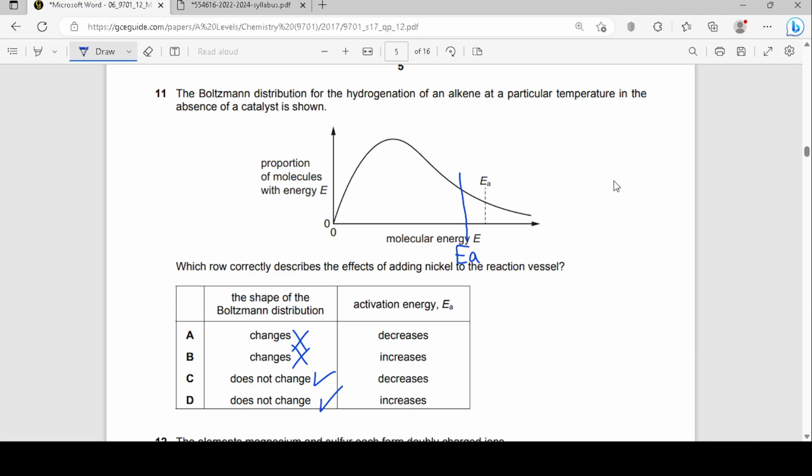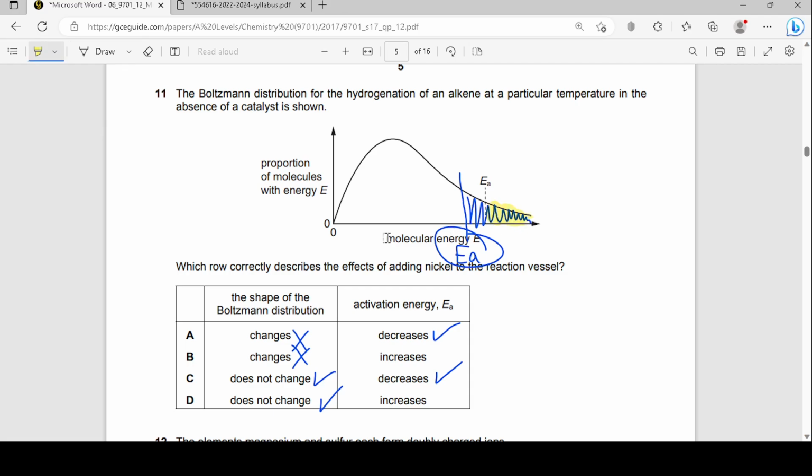So the threshold for the reaction to start is less now. So the activation energy basically will decrease. It's to the left on the x-axis, right? So there are more molecules that have energy greater than or equal to the activation energy now. Like this area here, it's greater, whereas before it was just this much.